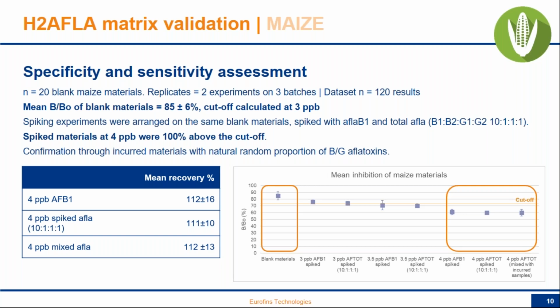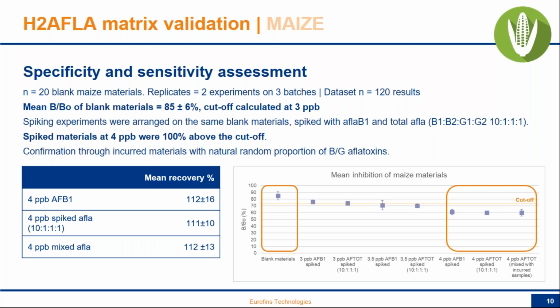This does not mean, of course, that the assay is totally blind when 3 or 3.5 ppb of aflatoxins are contained. It does simply mean that in our hands we saw little risk to assess and set the sensitivity at lower concentration.